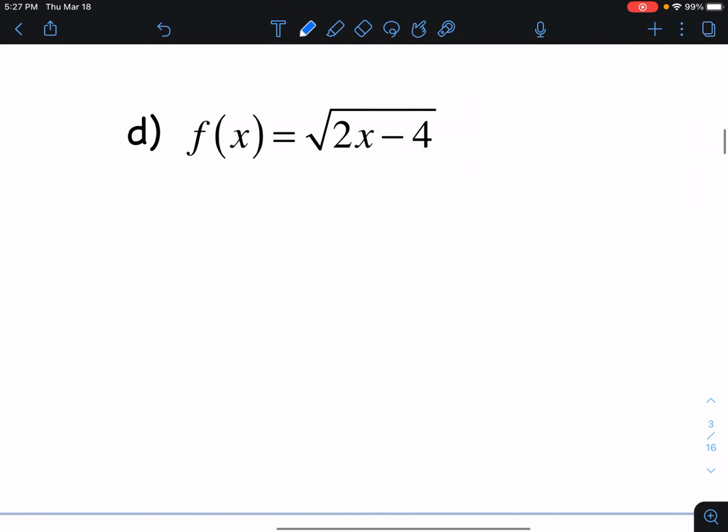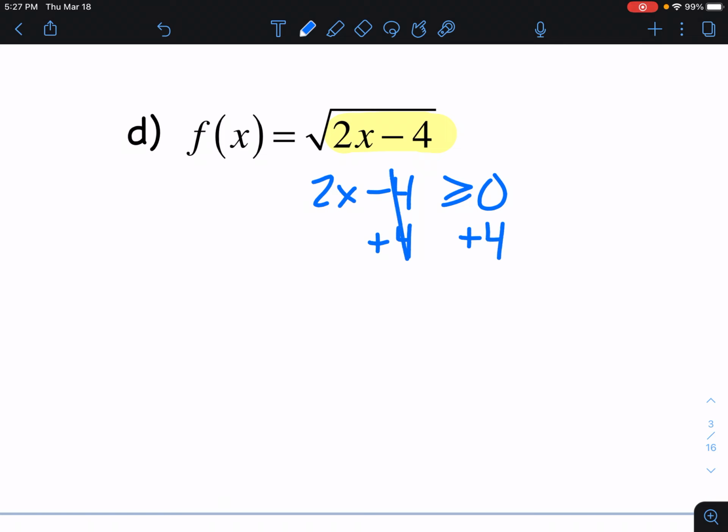And letter D, the one with the square roots. So this one, here's the setup. We take the radicand, that's whatever is inside the radical, and we would say whatever's inside a radical can be positive or 0, so greater than or equal to 0. Because remember, we can't square root negatives. So we're going to solve this. So add 4. Then, of course, divide by 2.